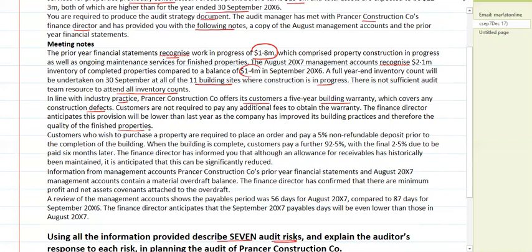Customers who wish to purchase a property are required to place an order and pay a 5% non-refundable deposit prior to the completion of the building. When the building is complete, the customer pays a further 92.5% with the final 2.5% due to be paid 6 months later. The finance director has informed you that although an allowance for the receivable has historically been maintained, it is anticipated that this can be significantly reduced.